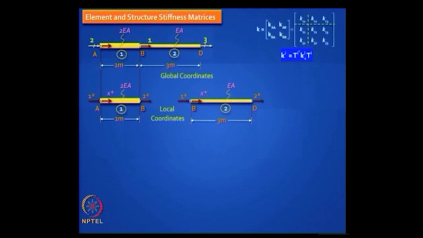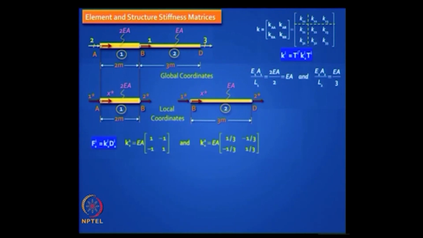So you know that the EA by L values of each of them are known, because EA is 2 times for element 1. So is this not easy to do? This is the first one, EA by L is this, and this is 1 by 3. Does it make sense? Plus 1 minus 1, so they are easy to do.